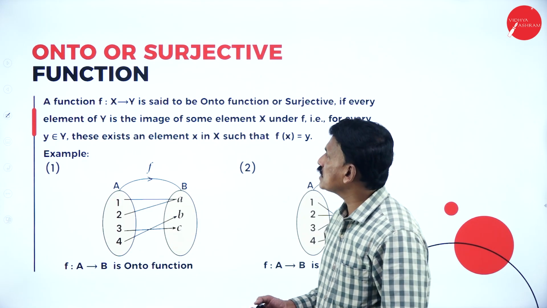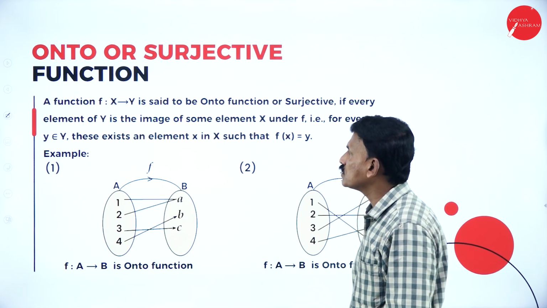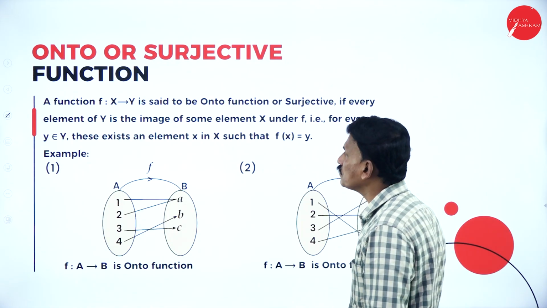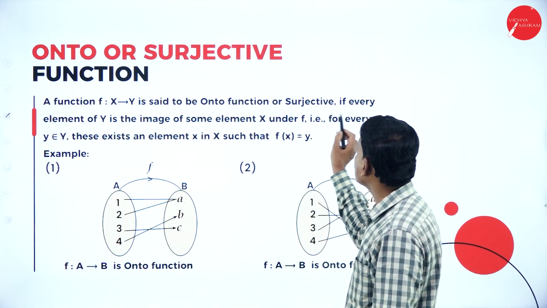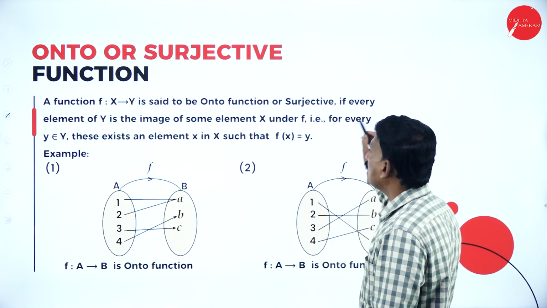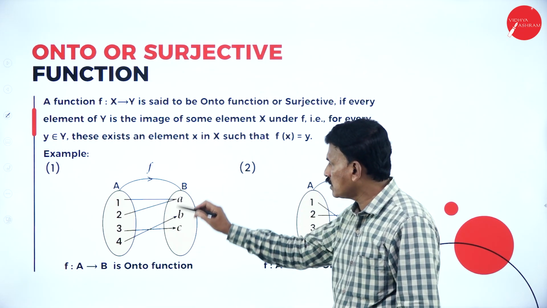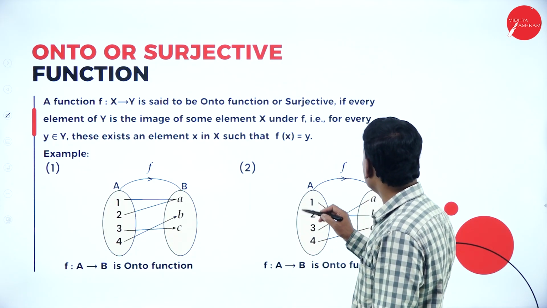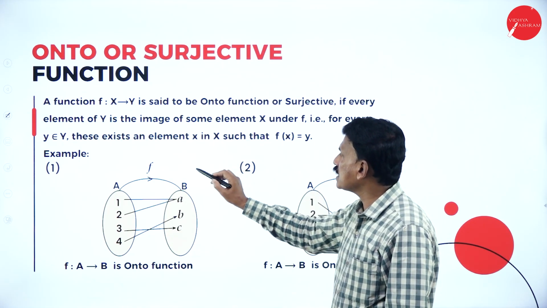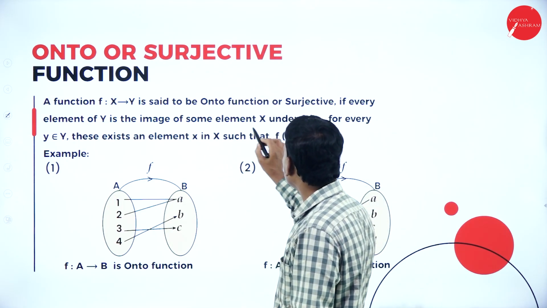Next, the second one is an onto function, which is also called a surjective function. A function f from X to Y is said to be an onto or surjective function if every element of Y is the image of some element of X. That means all the elements of B must be used. Every element of Y, every element of the second set, must be an image of some element of X under f.